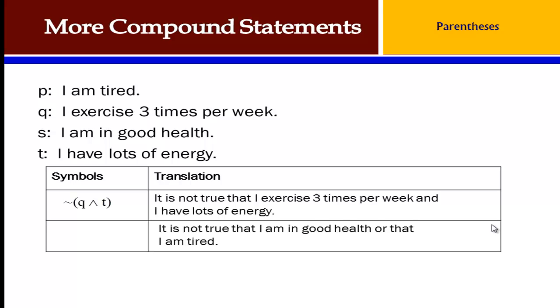Here's a verbal form. It is not true that I am in good health or that I am tired. Negation symbol, parentheses. It is not true, it's the negation symbol. I am in good health or that I am tired is Q or T. So when you have that negation symbol in parentheses, you will see these statements beginning with the words, it is not true.